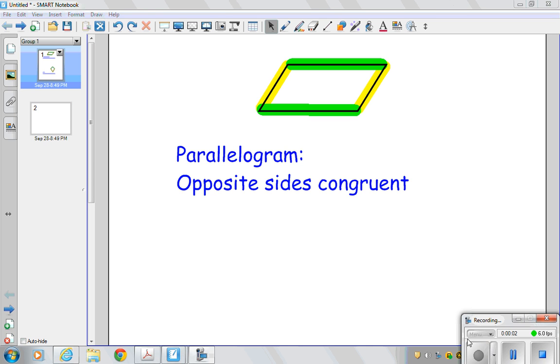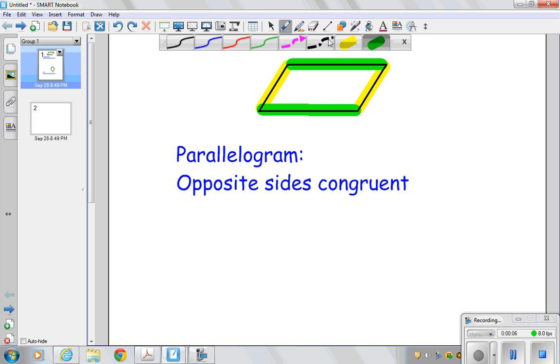All right, geometry students, let's talk about a parallelogram real quick. With the parallelogram, opposite sides are going to be congruent. Okay, this is nothing new. We've been talking about it for a week. All right, so let's change the rules up a little bit.